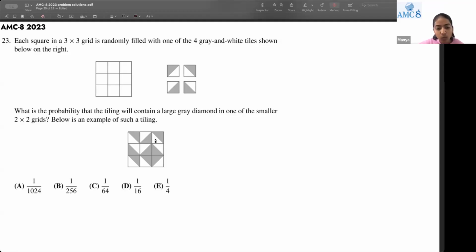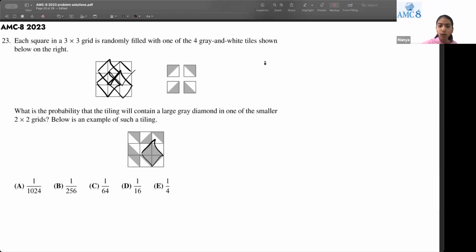So there's one way to do this. So one diamond right here, or I'll write the possibilities here. So 1, 2, 3, and 4. So there's 4 ways to do this.